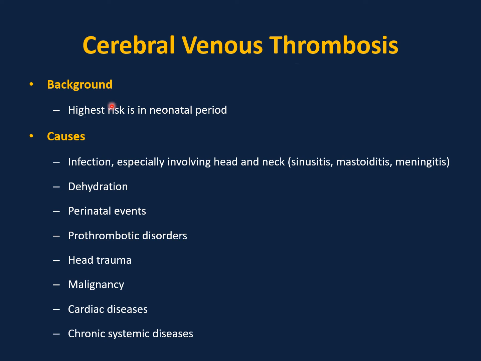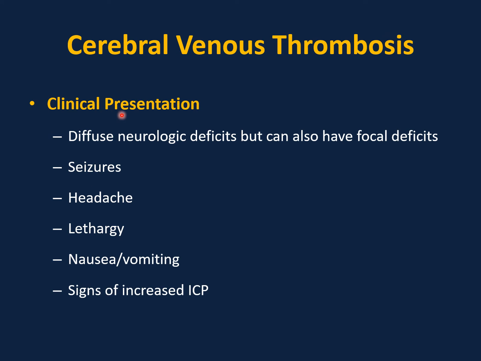Cerebral venous thrombosis: the highest risk is during the neonatal period. Causes include infections, especially infections involving the head and neck, for example sinusitis, mastoiditis, meningitis; dehydration, especially hypernatremic dehydration; perinatal events; prothrombotic or coagulation disorders; head trauma; malignancy; cardiac diseases; and chronic systemic diseases. Clinical presentation includes diffuse or focal neurologic deficit, seizures, headache, lethargy, nausea, vomiting, and signs of increased intracranial pressure.